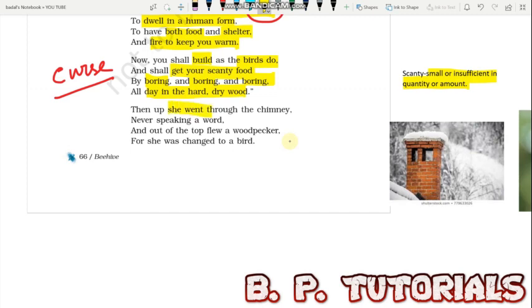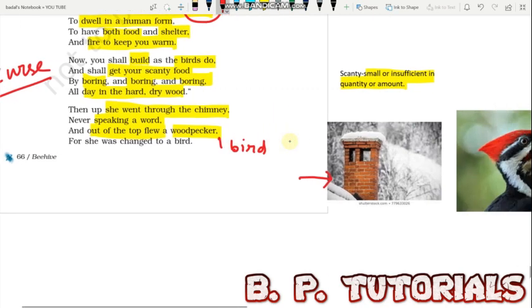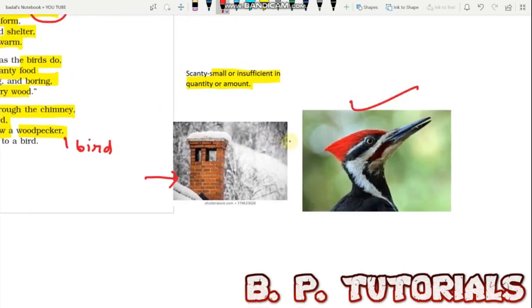Then up she went through the chimney, and as the curse was pronounced, the curse had effect, and she went up through the chimney. What is a chimney? The fire is the smoking unit which takes the smoke out, and through that particular chimney she went through, never speaking a word. And out of the top flew a woodpecker, and she was turned into a woodpecker bird. Out through the chimney piece, she went up and she turned out to be a woodpecker bird.